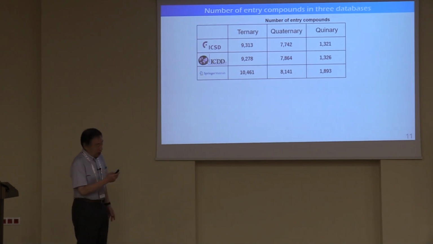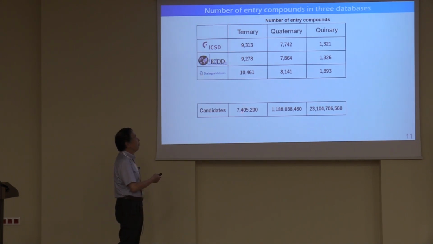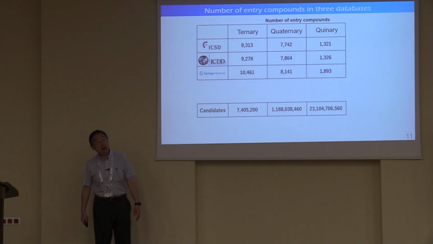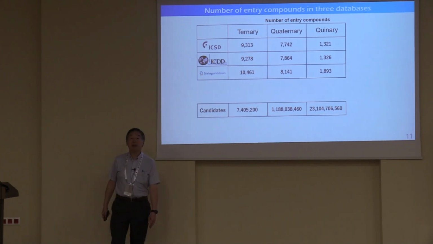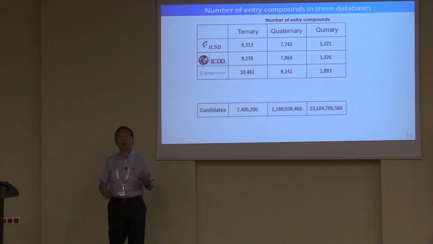Compared with those candidates, 7.4 million or 23 billion, our database is very limited. But this is the only database available that we can use, so there are no other ways; we need to use them. You can see that there are many orders of difference. But to search this space, we use this data.